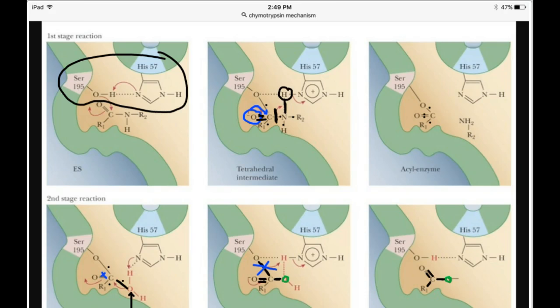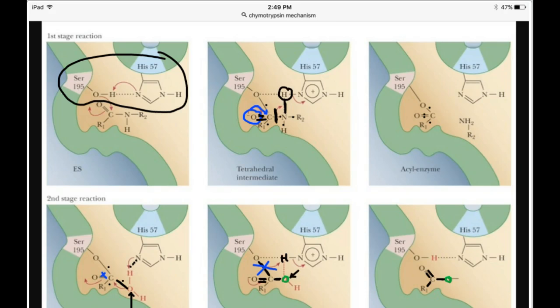In order to launch that attack, in step 5, the proton that was engaged in a hydrogen bond with nitrogen when water entered, that proton was accepted fully by the nitrogen on histidine 57. In that case, histidine is acting as a base. It's accepting a proton. That accepting of that proton allowed this oxygen to launch that attack.